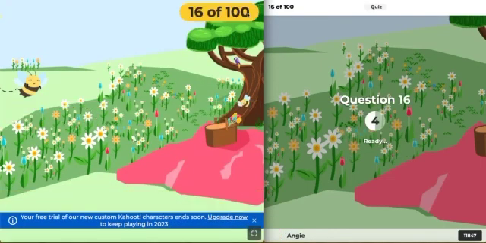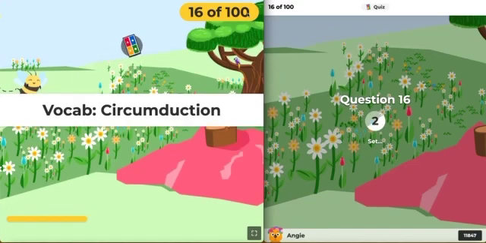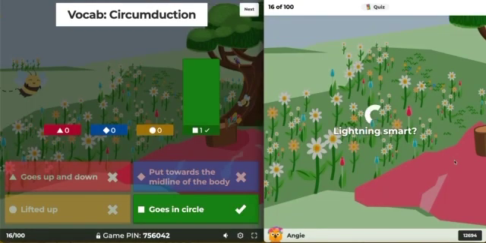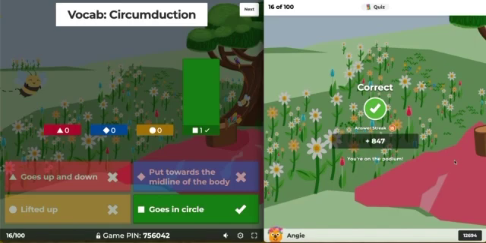So now, let's move on to question 16. Question 16, circumduction. So what is circumduction? Circumduction, when you look at it, it looks like the word circle. So we can automatically associate it with goes in a circle because it's circumduction, which looks like a circle.